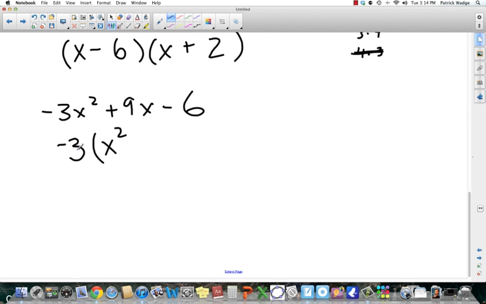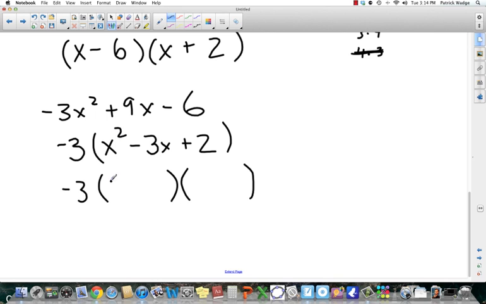Now, what do you multiply negative 3 by to get positive 9x? Multiply it by negative 3x. What do you multiply negative 3 by to get negative 6? You multiply it by positive 2. Okay. Now, there's our greatest common factor, which is great. We're going to write that down again. But what we have left in here is a trinomial that we can factor.